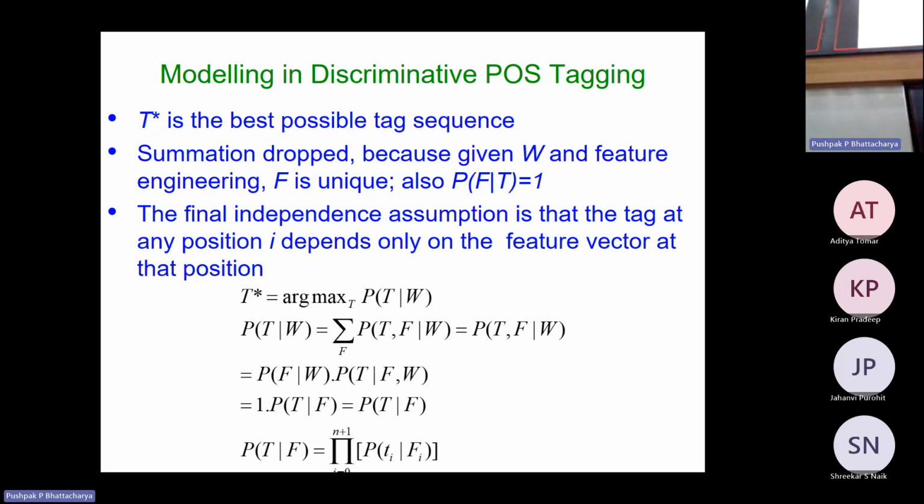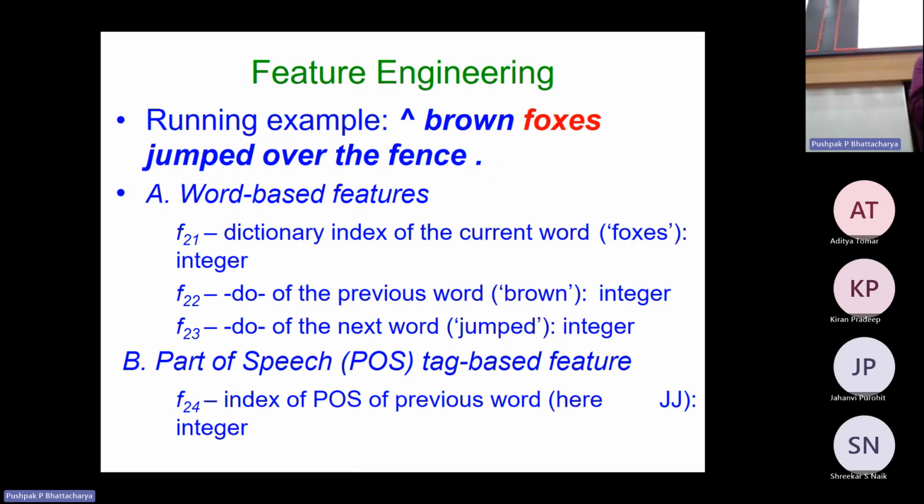So let's take the running example. Hat means start of the sentence: hat brown foxes jumped over the fence, dot. The two guardrails are very important for the sentence: the beginning of the sentence, hat, and the end of the sentence, dot. So we start doing feature engineering. Feature engineering is very important for any kind of machine learning task. NLP is not an exception when we apply machine learning to NLP.